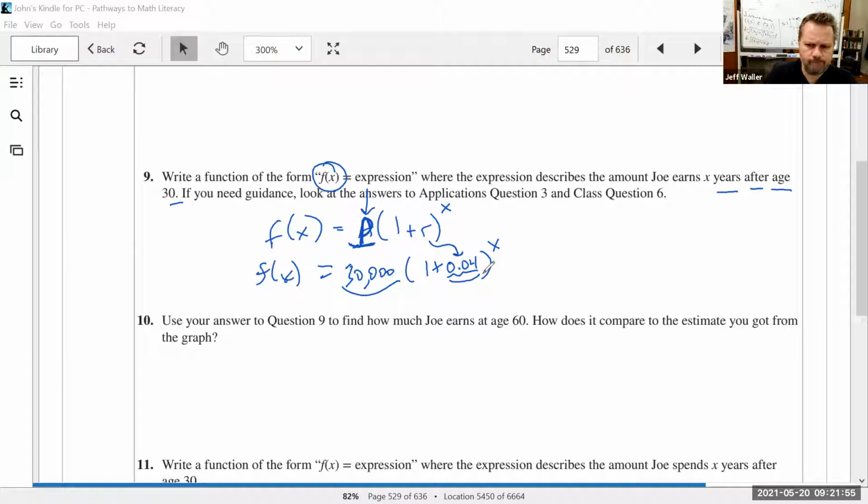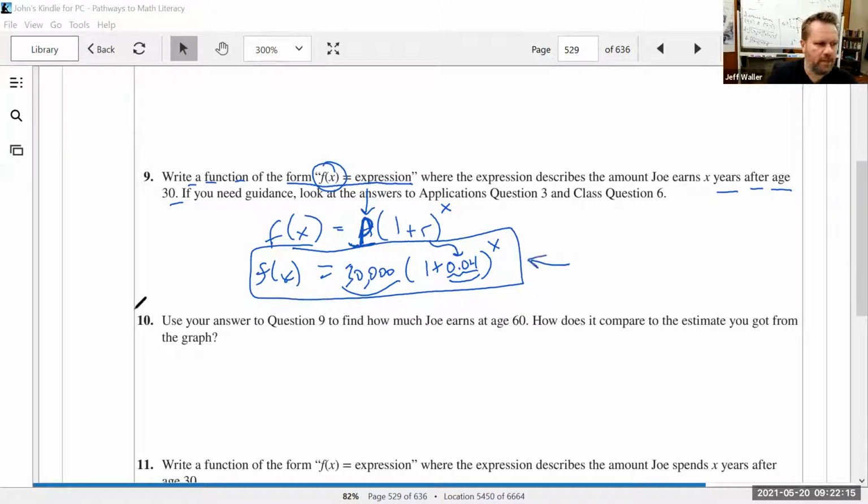And this question finished here. We don't know the x, so this number 9 is done. All they want you to do is write a function of this form. We did. Now number 10 says, what about when he's 60 years old? And you got to use your function to figure out an amount.